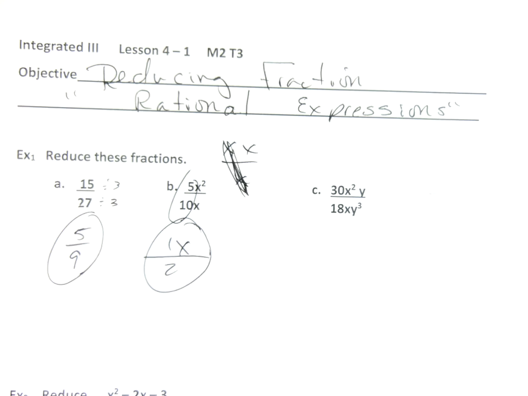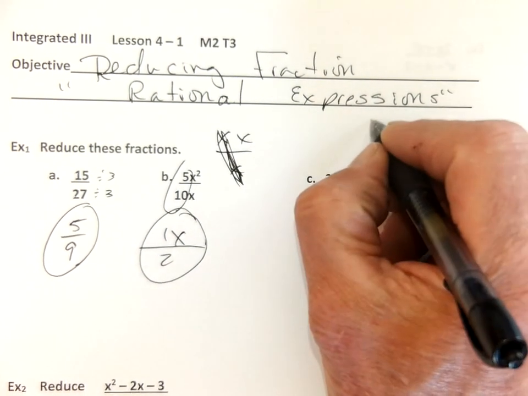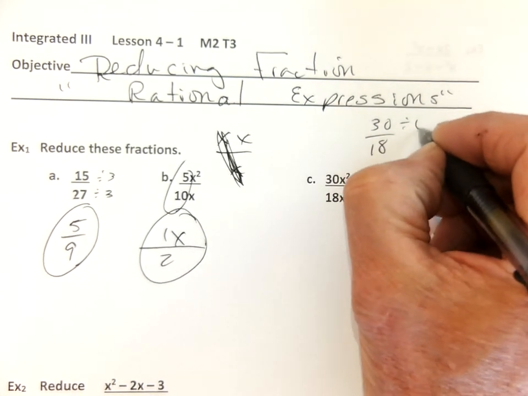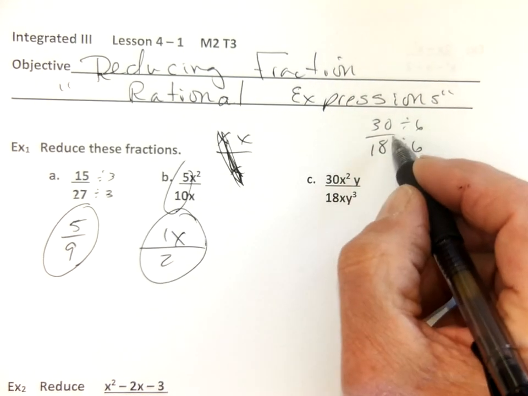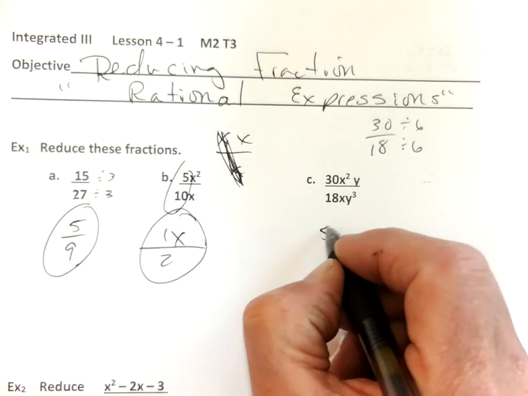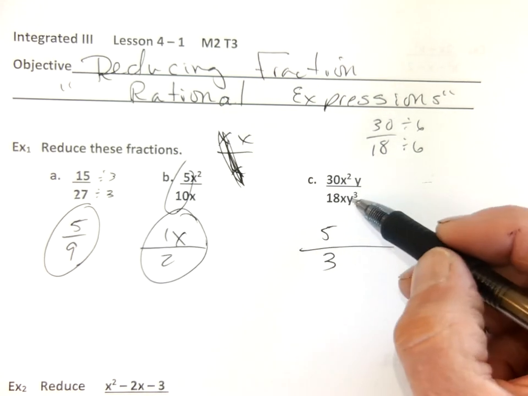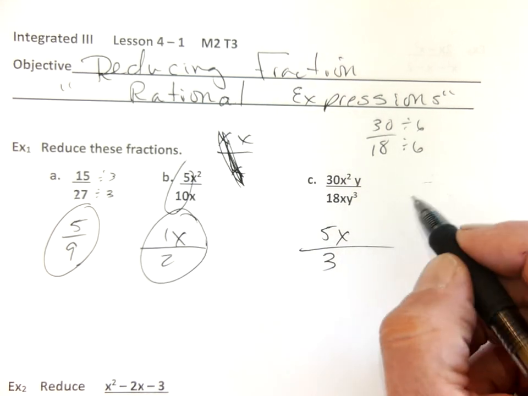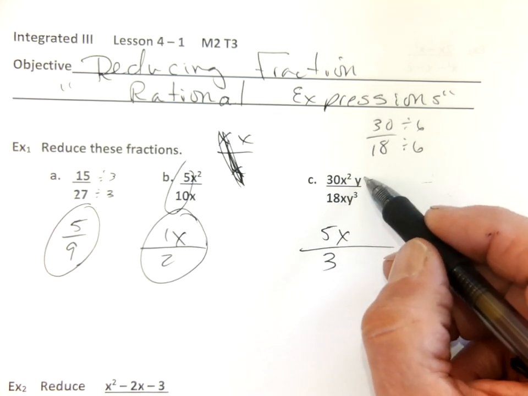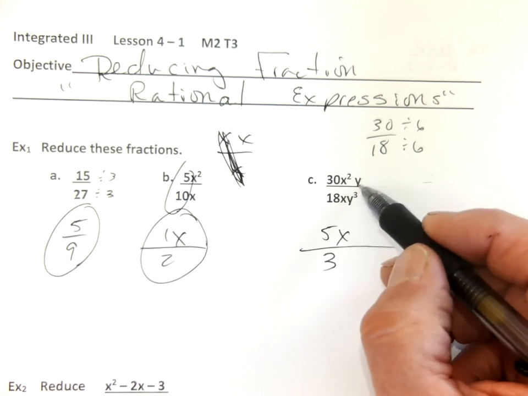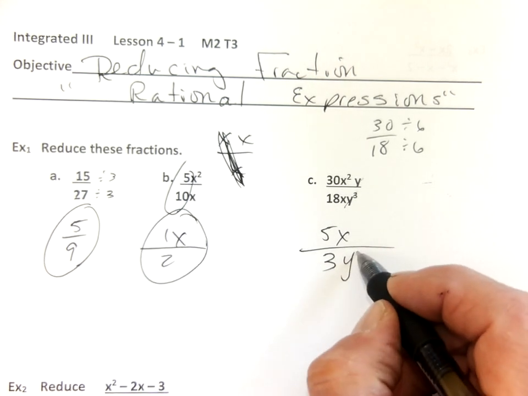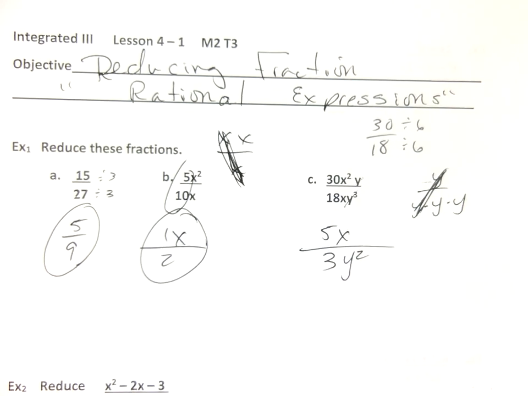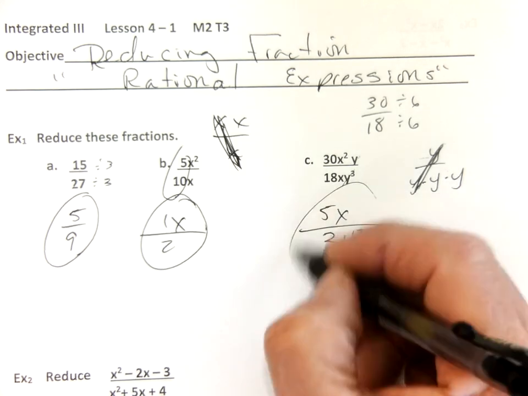C is a little bit bigger, but 30/18. If I look at 30/18 by itself, I think 6 divides into both. 30 divided by 6, 18 divided by 6, gives me 5/3. Now let's look at the x's. One of these x's cancels one of these x's, so I'm just left with an x on top. The y's, one of these y's cancels one of these y's, which leaves a y to the second on the bottom. That's like y over y times y times y, right? Hopefully you see that, okay?